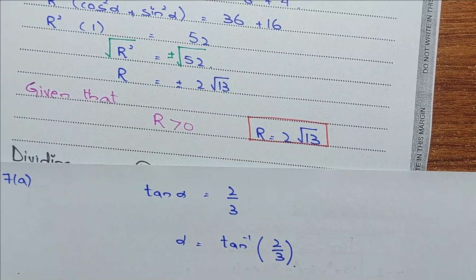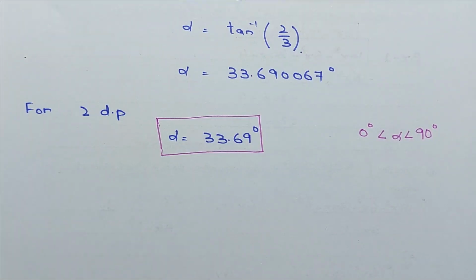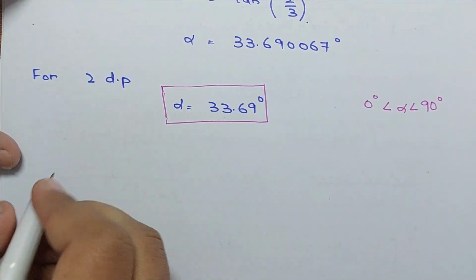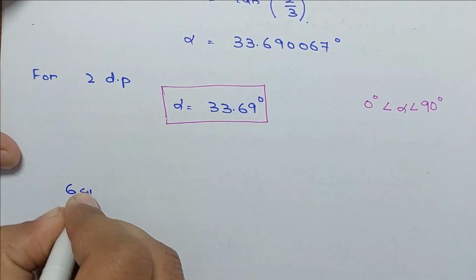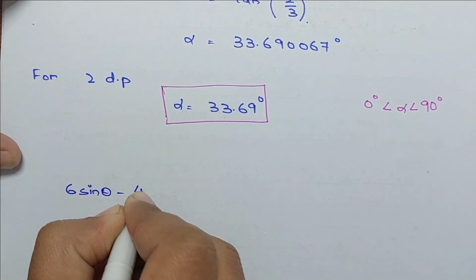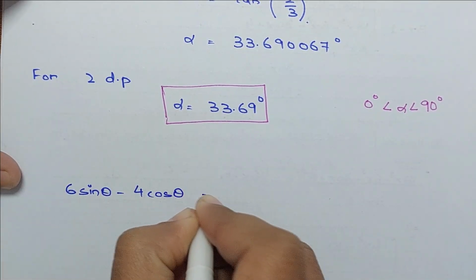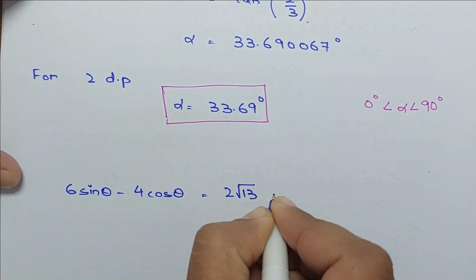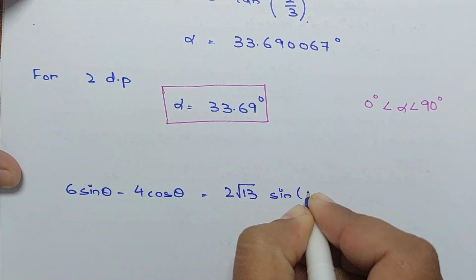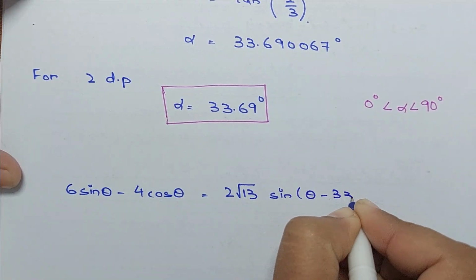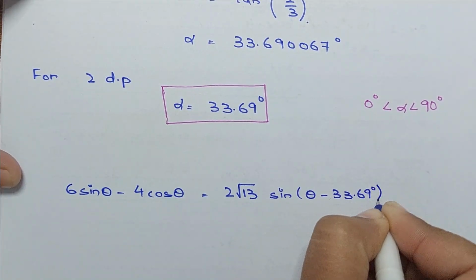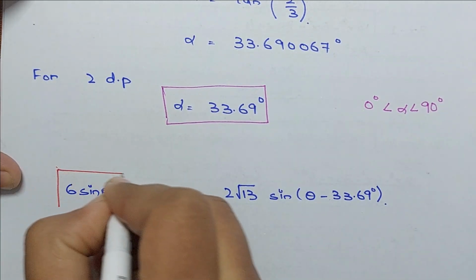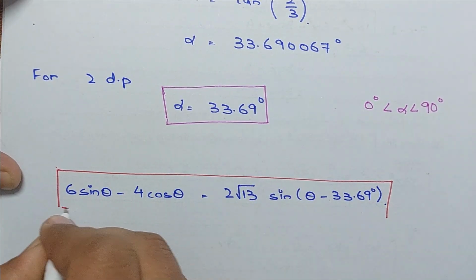Now at the end we have to show that we need to express this in this form, right? So we need to express 6 sine theta minus 4 cos theta as r, which is 2 root 13 sine of theta minus alpha, which is 33.69 degrees, right? This is how we need to express it. We need to show this expression as well.